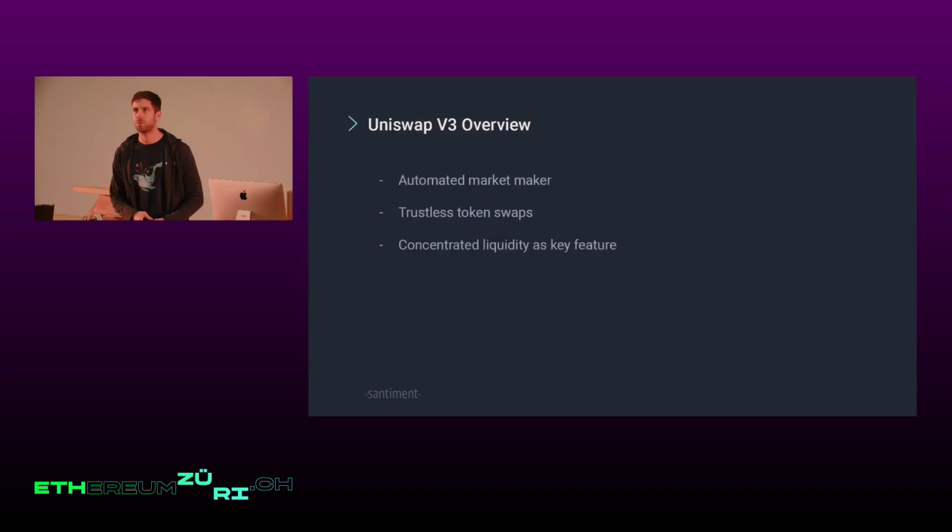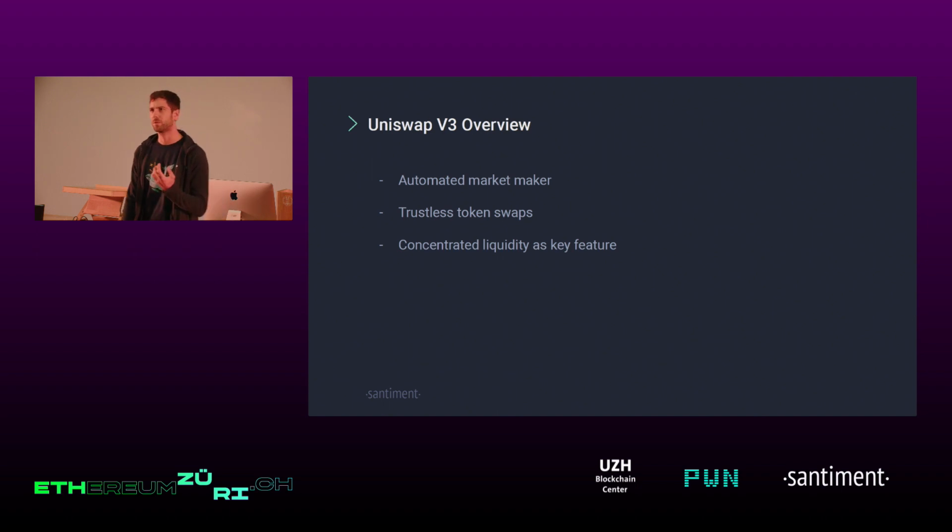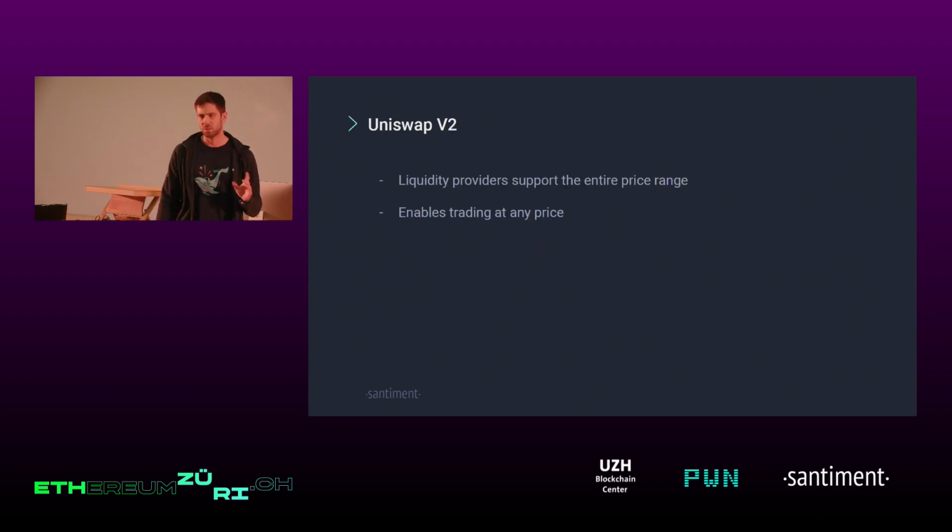So, overview of Uniswap V3 and its liquidity pools. Uniswap V3 is an automated market maker. It allows trustless token swaps between swappers and the pool itself. The new thing about V3 is concentrated liquidity. The concept of concentrated liquidity makes more sense if we look at Uniswap V2 and what Uniswap V2 did, or still does.